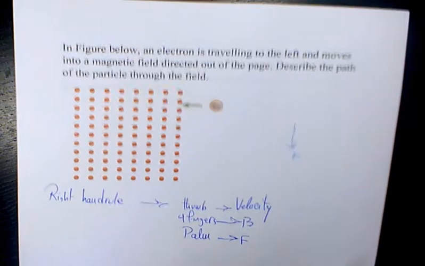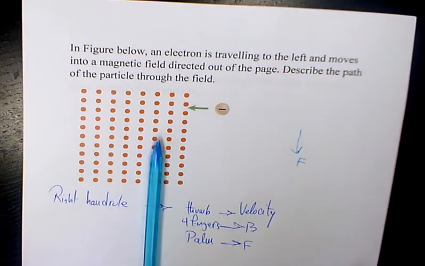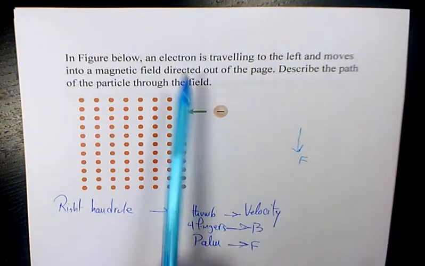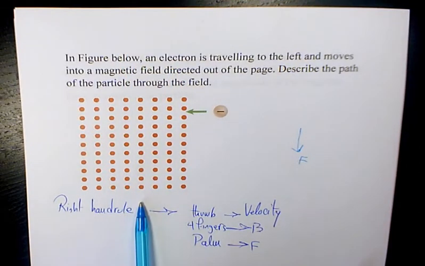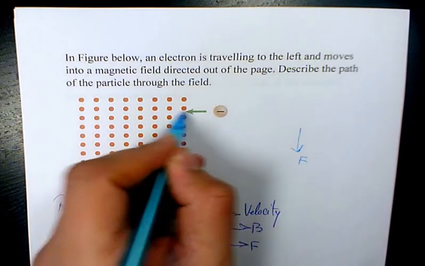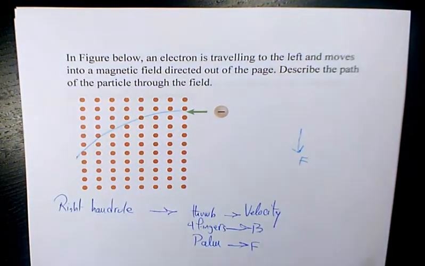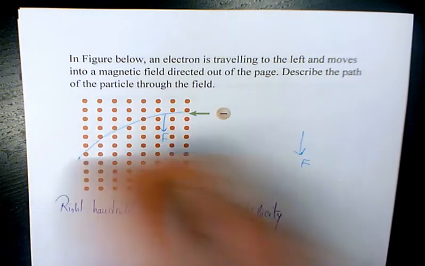One more time. Velocity is going left, so thumb going left. Four fingers are up. Palm of your right hand is showing up. This is for positive charge, but here we are dealing with negative charge. So instead of going up, it is going to go down. So force is going to go down, and the path is going to be something like that, because we have force in the south direction.